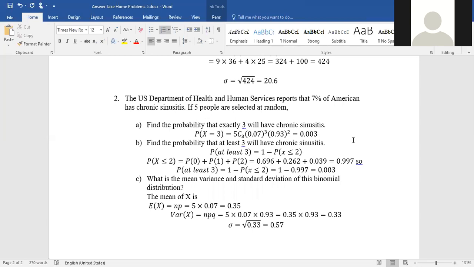The mean here is NP. This is only for binomial distribution, NP. N is 5, P is 0.07. So the mean is 0.35. The variance is NPQ. Q is 1 minus P, which is 5 times 0.07 times 0.93 equals 0.35 times 0.93 equals 0.33. And the standard deviation, as usual, is the square root of the variance.